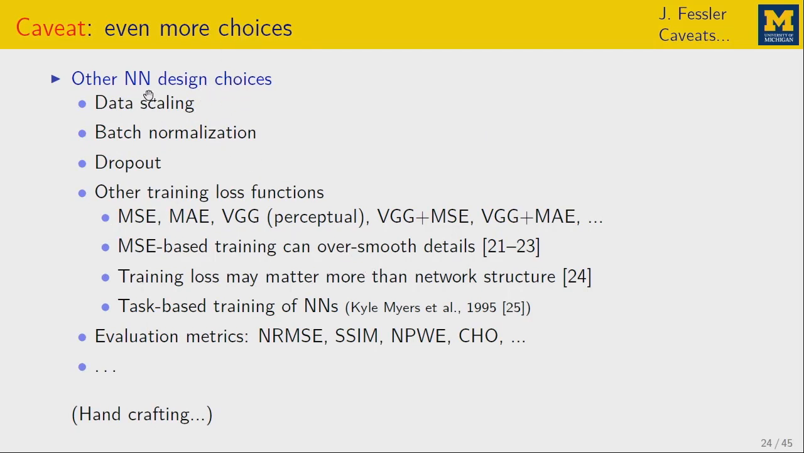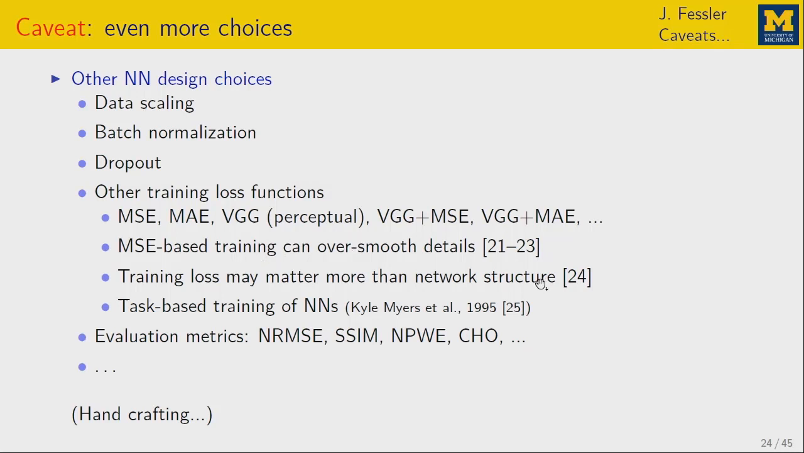If you look in the literature more deeply, there are even more choices that have to be made. Often the data should be scaled before you put it in your network. You need to do something called batch normalization. You might need dropout, as we've heard about. And then the choice of loss function is a huge one. In the literature, there are many, many choices. Mean squared error is probably the most common choice in denoising, image reconstruction and other regression problems, but it has been shown that it can oversmooth details because it's looking at the image as a whole, not at fine details.